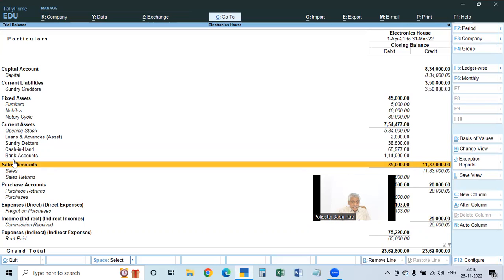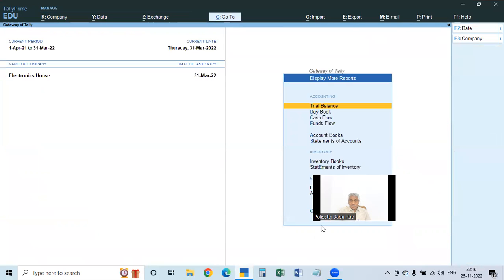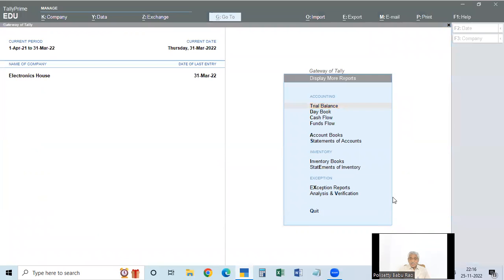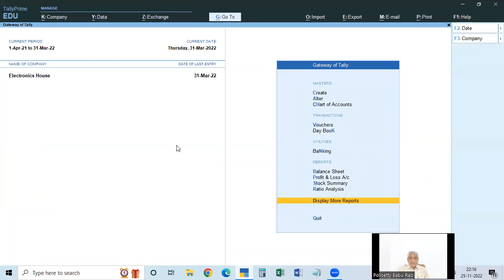So here only these will go directly to the profit and loss account. Okay. And one more thing. This is one thing. And another thing is, we will go to the profit and loss account. I'll show you. If you go to the gateway of Tally, just go to the gateway of Tally.